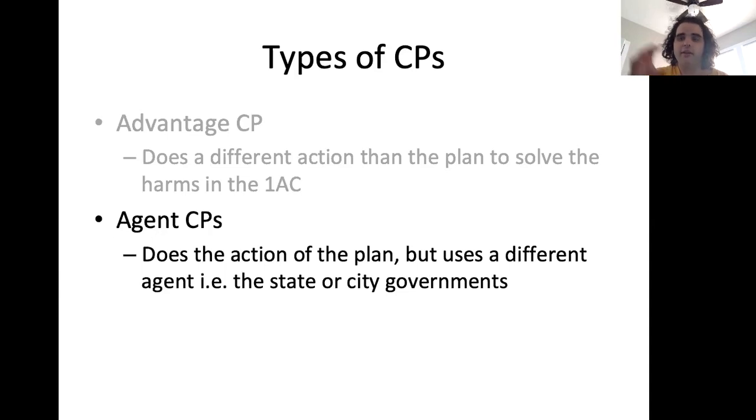It takes the plan and it says most of this is good except for this one part. This one part is bad. So we're going to advocate to do all the rest of the plan without this one thing that we have a problem with. Now, there are a couple other counterplans as well, so I don't think this is an exhaustive list, but generally these are some of the more common counterplans that you might run into.